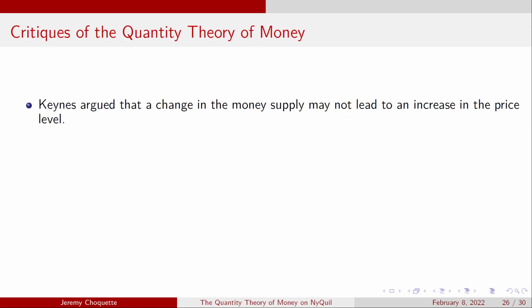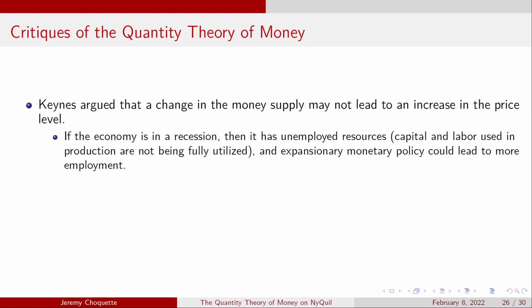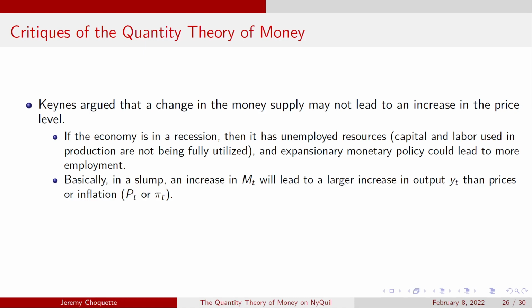Now, a major set of critics would be anybody from the Keynesian school of economics, who would argue that a change in the money supply may not necessarily lead to an increase in the price level. Right? If the economy's in a recession, it's going to have unemployed resources. Capital and labor that are used in production typically aren't being used right now. So at the aggregate, labor and capital aren't being fully utilized. And expansionary monetary policy could lead to a better outcome where we have more employment, right? These resources are being more fully utilized.